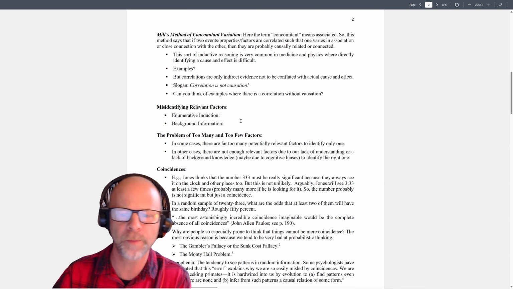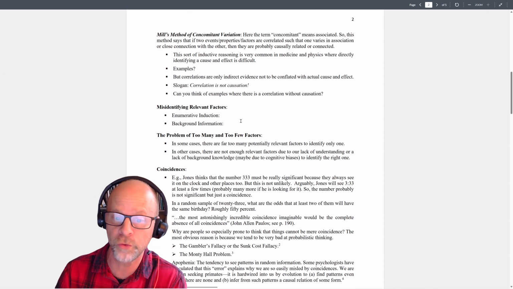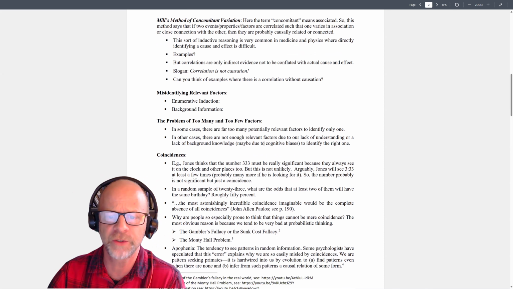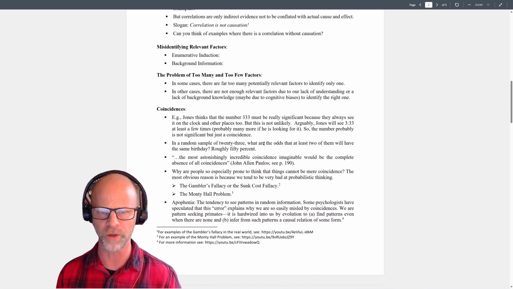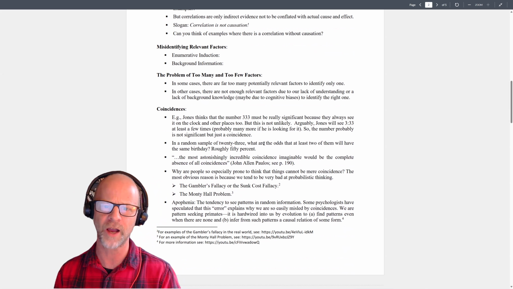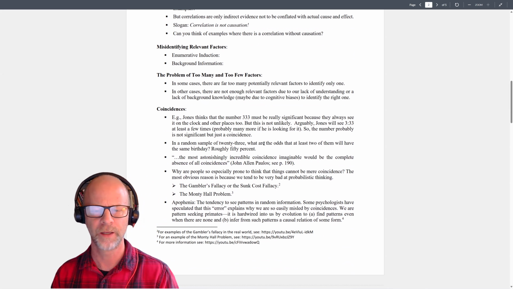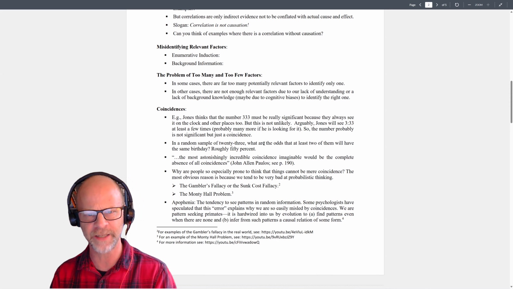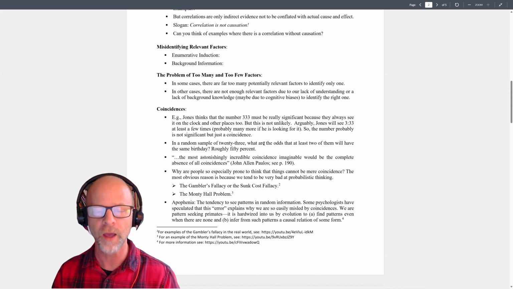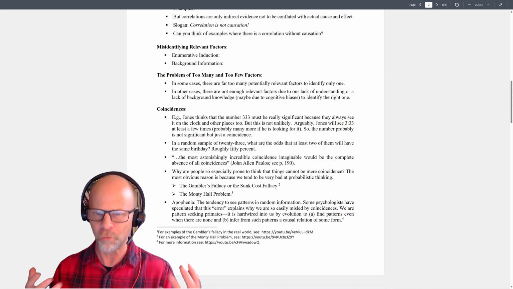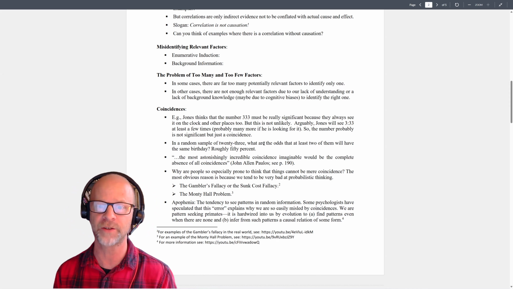Now, there's also a problem of having too many or too few factors, right? There are going to be some cases where there are just way too many potential relevant factors to identify just one factor. Think about the way cosmology works, right? When we're talking about gravity, for instance. It's not really quite correct to say that the reason why the moon orbits the Earth has to do with the mass of the sun and the mass of the Earth. That's true. Those things are relevant factors, but there are way more factors than that.